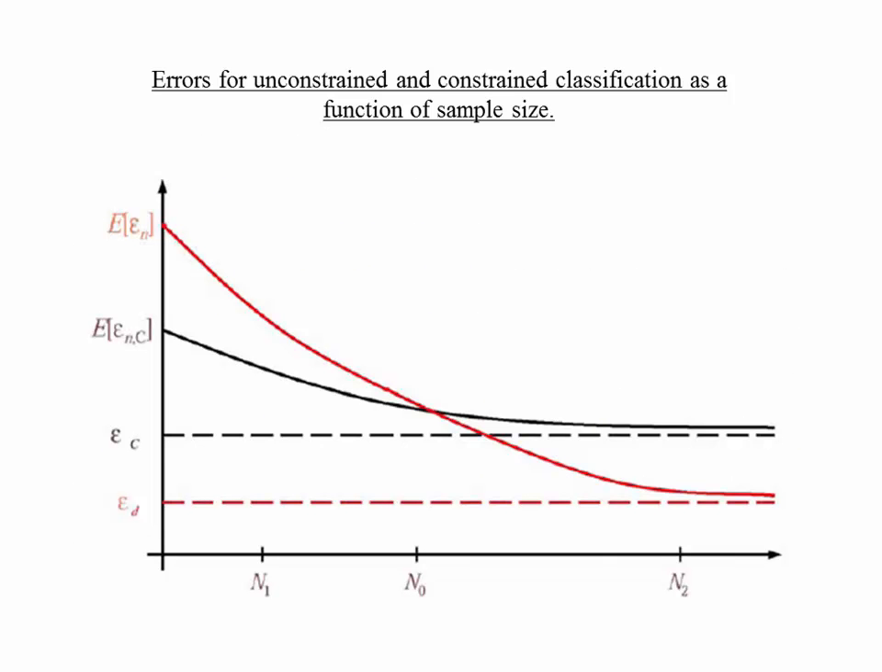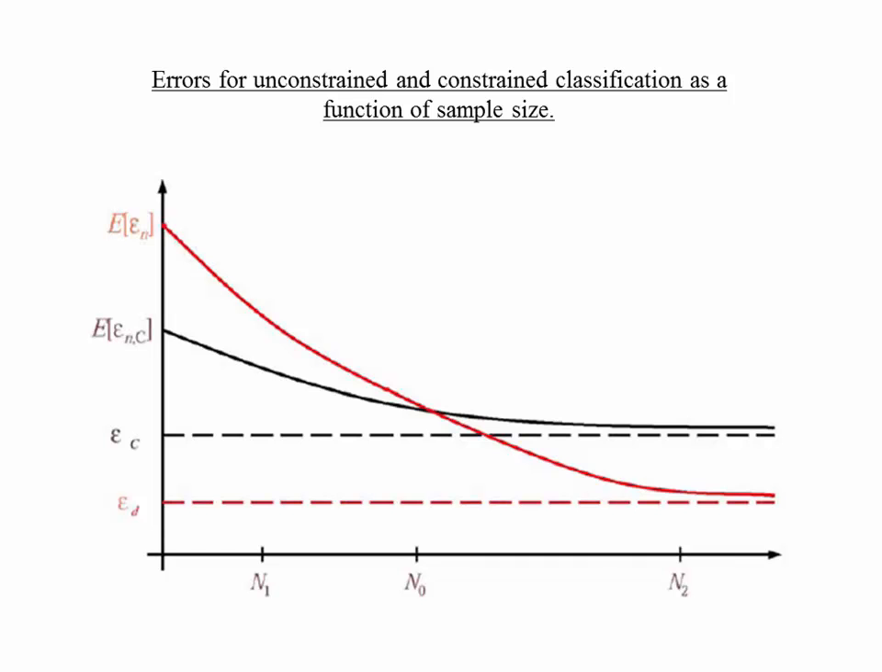So this is the sample size. Epsilon D is the error of the Bayes classifier. That's the error that you get if you have the probability distribution and you design the Bayes classifier. That doesn't depend on the sample size, assuming that the right probabilities have been given to you.